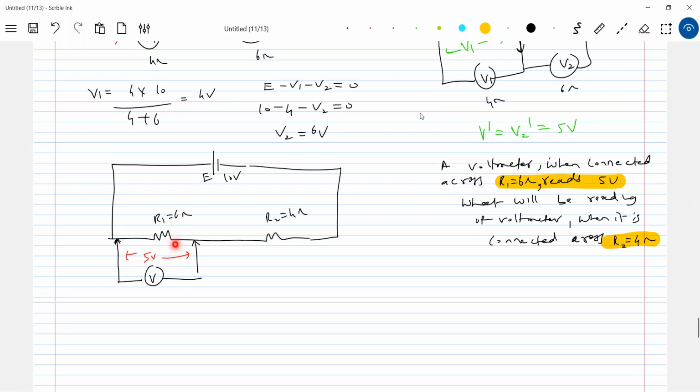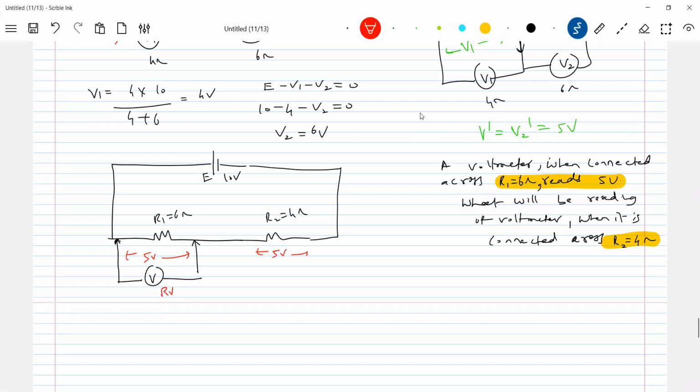It is reading 5 volt, what does it mean? This given voltmeter has some internal resistance. But sir, they didn't mention it. By looking at the data, you are supposed to make a guess. It is in fact having internal resistance, so it is reading 5 volt. 5 volt means what should be the value of the effective resistance of R1 and RV? It should be equal to 4 ohm, no? Then only 5 volt and 5 volt will drop.